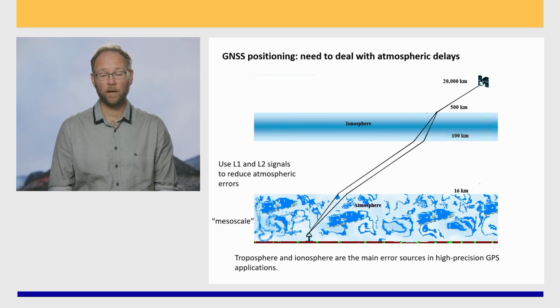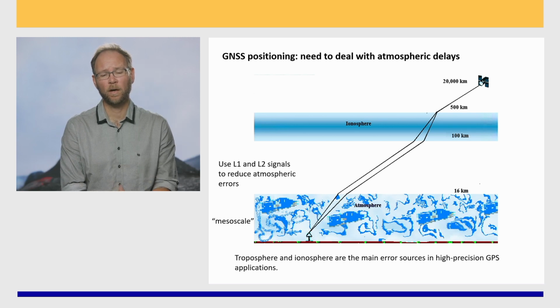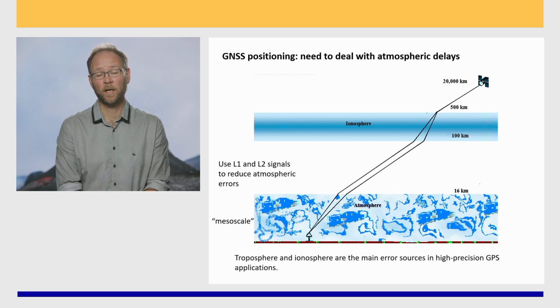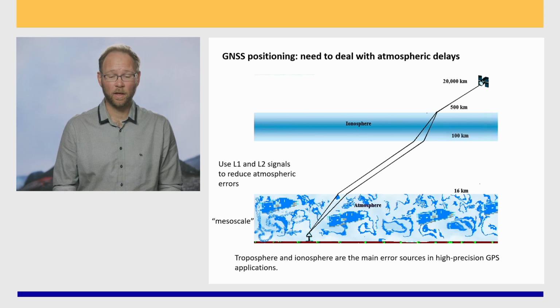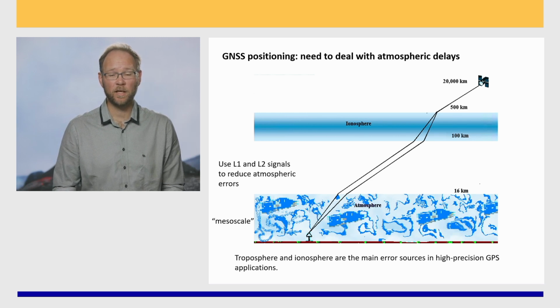In the troposphere, we have these mesoscale variations in water vapor. Water vapor has quite an effect on the propagation time of electromagnetic waves, and there are some special means that need to be used to reduce those effects. But in general, these tropospheric and ionospheric errors are some of the largest error sources in high precision GPS applications.